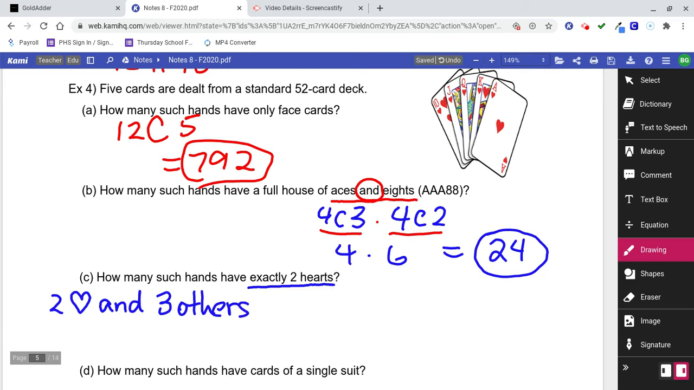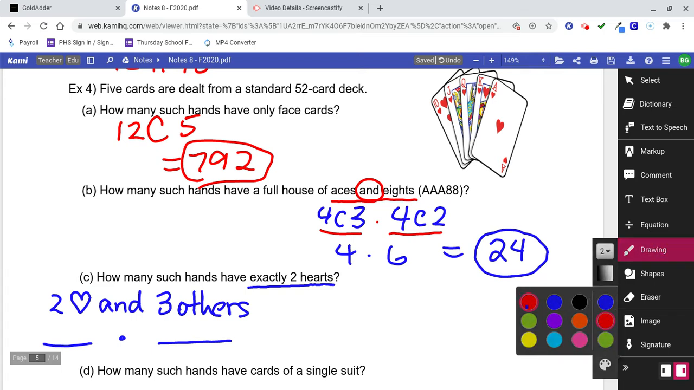I like to rewrite the problem using the word and because it makes it obvious that it's going to be a multiplication principle problem. 2 hearts and 3 others. So think about the hearts, okay? How many hearts are there? 13, and I'm selecting 2 of them, and I don't care about the order.